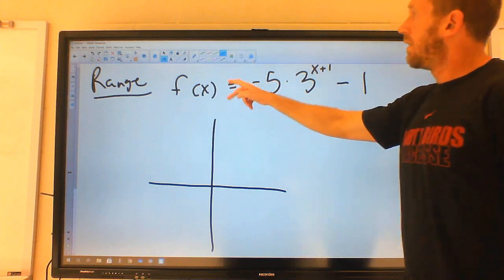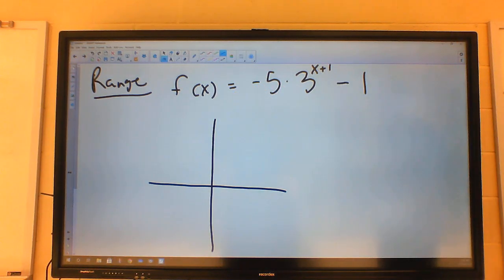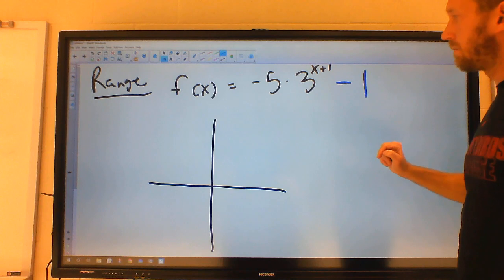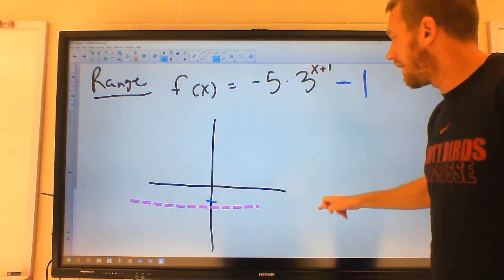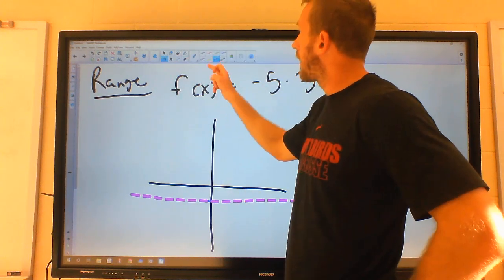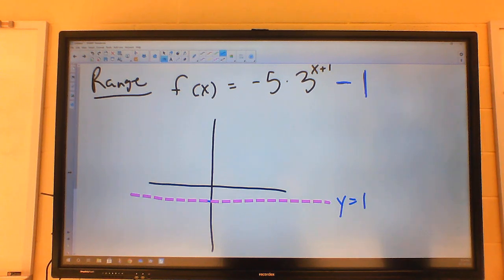Copy this down. F of x equals -5 times 3 to the x plus 1 minus 1. First thing we want to find is our asymptote. It's at the height of -1. So here it is. Whoa, that's ugly. Oh, that's beautiful. Okay, there we go. So we've got y equals 1 would be our equation of our asymptote.